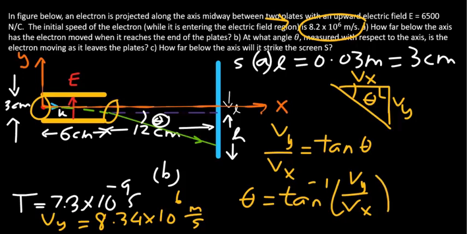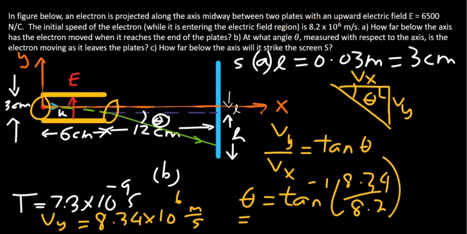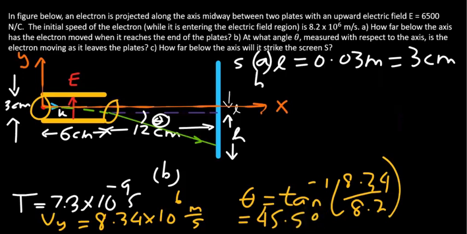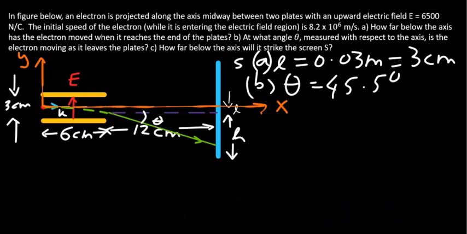Putting in vy over vx, you get the ratio to be 8.34 over 8.2. This has the same power, so they will cancel out, which will give you an answer of about 45.5 degrees. So that is the answer for part B. So theta equals 45.5 degrees. Now finally part C. How far below the axis will it strike the screen S?